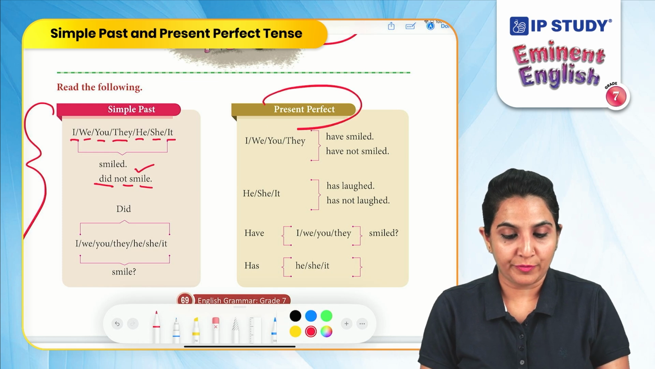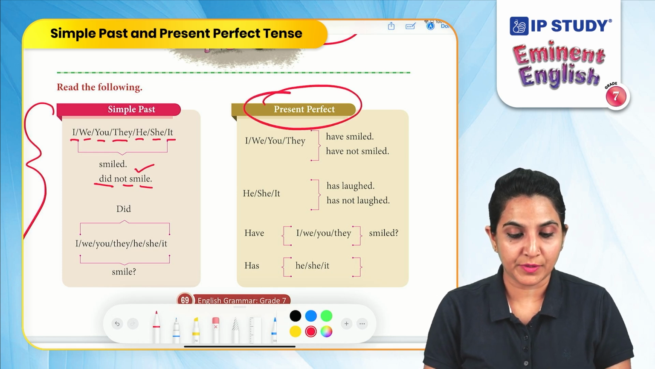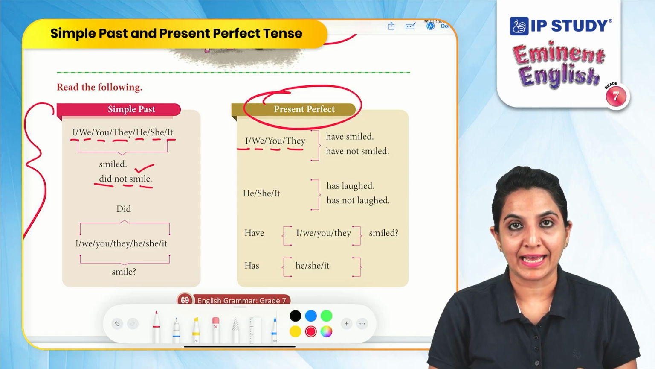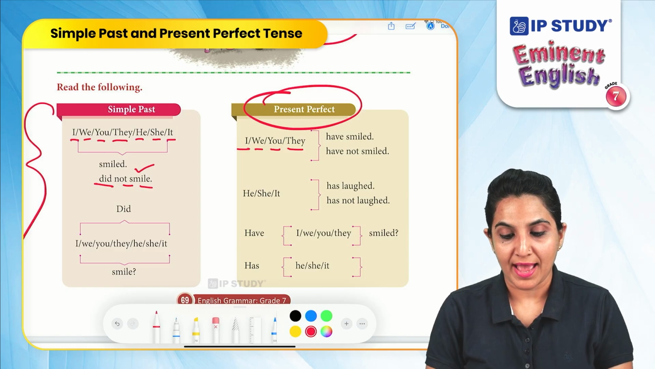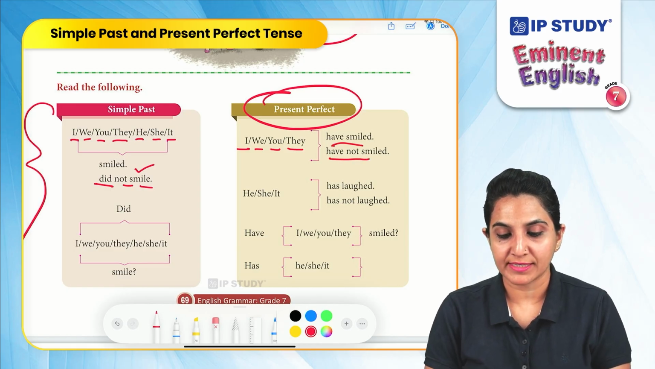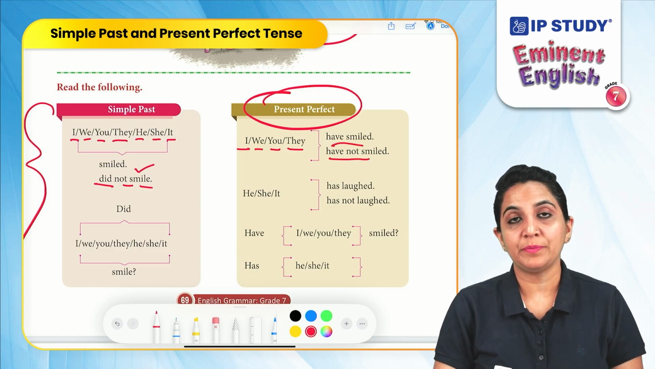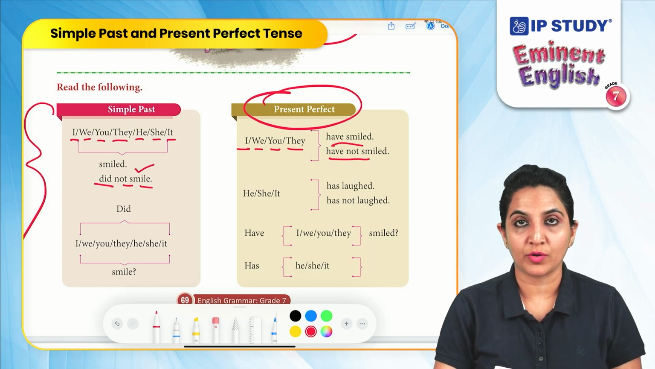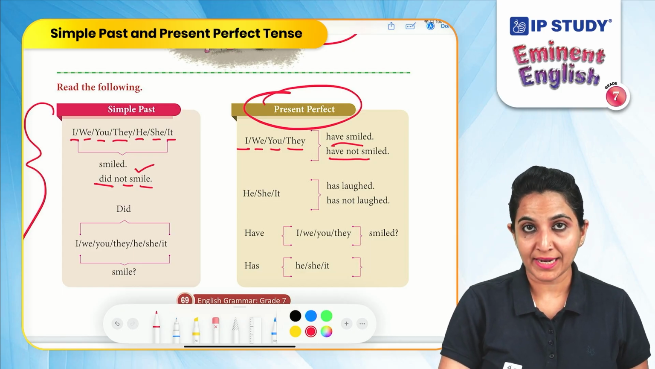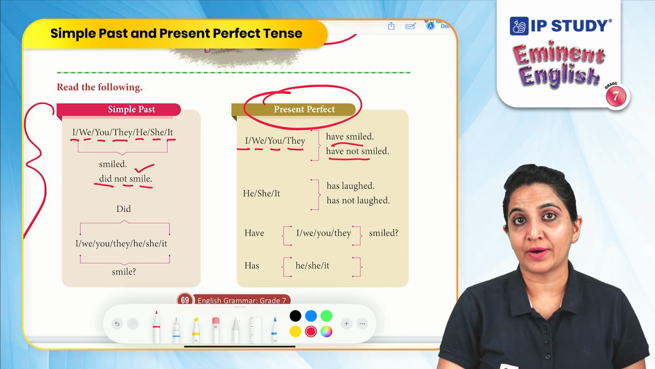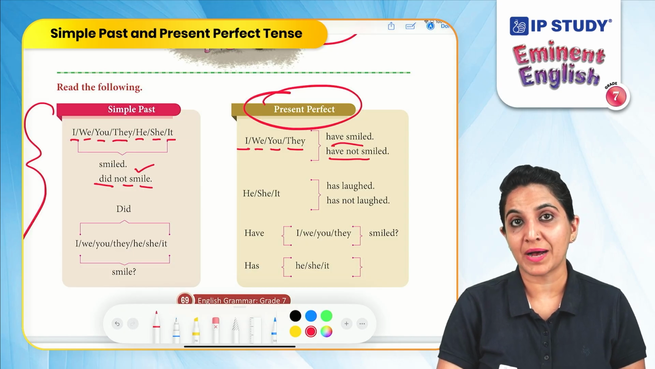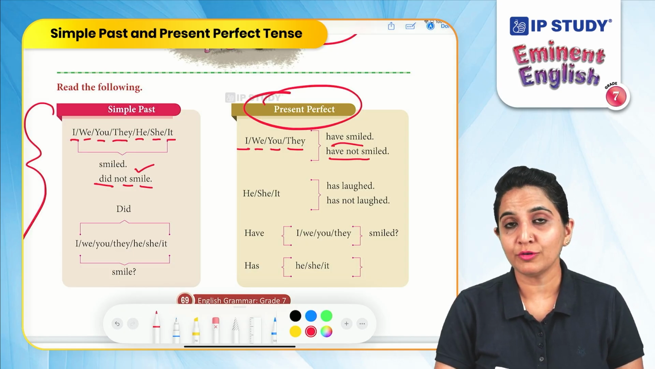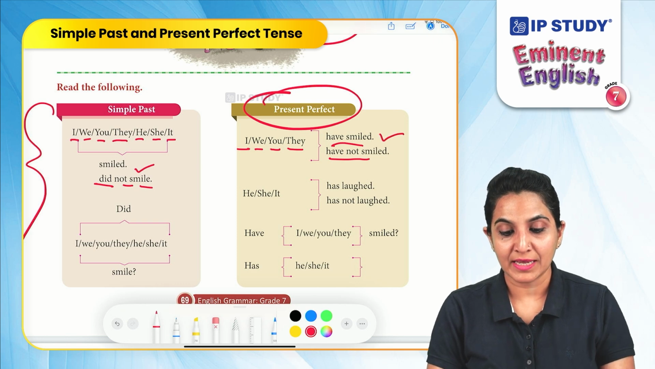For the present perfect tense, with the first person I, we, you, or the plurals, we always add have to them. Have smiled, have not smiled. So, with present perfect tense, we always add subject plus has or have to it plus a past participle. So, smile remains the smiled, but we added have to it.